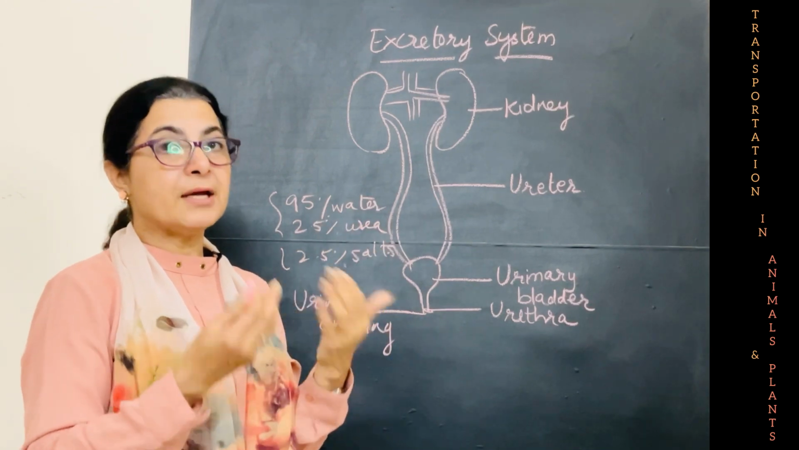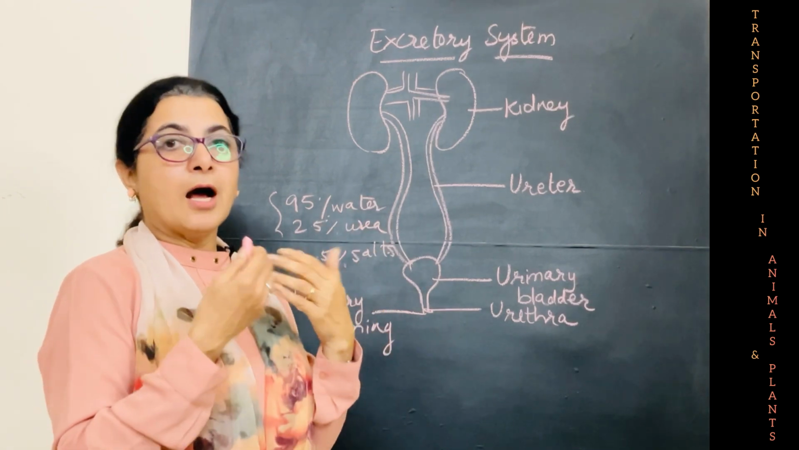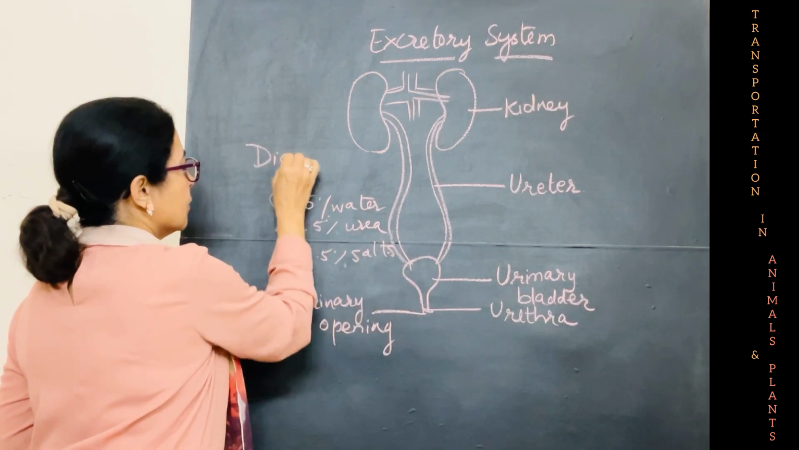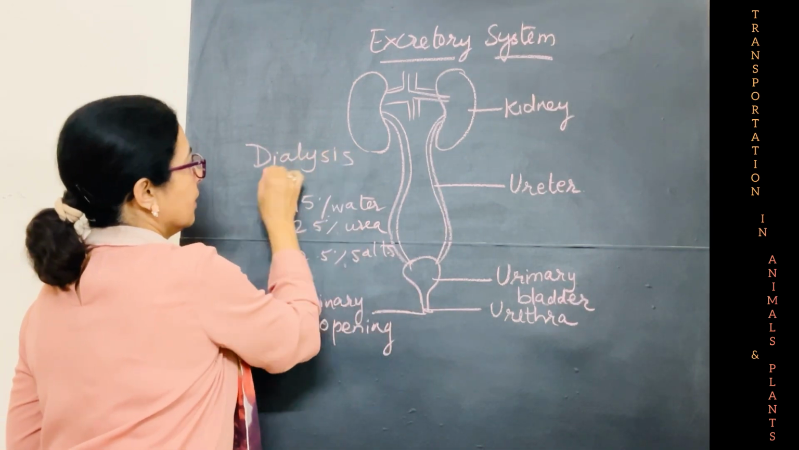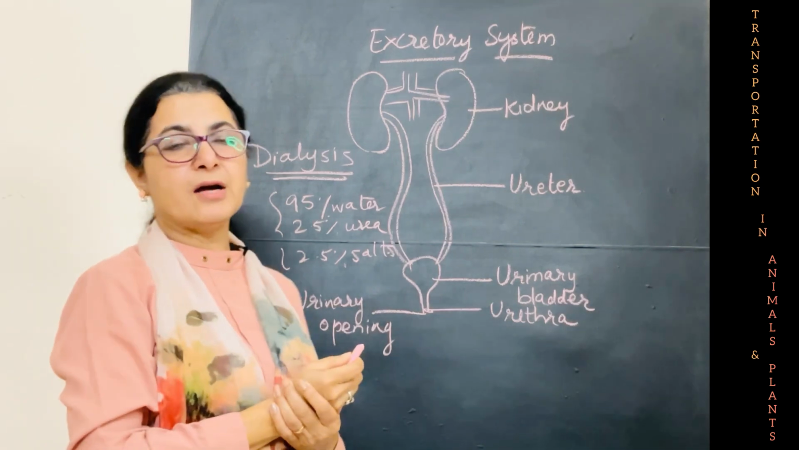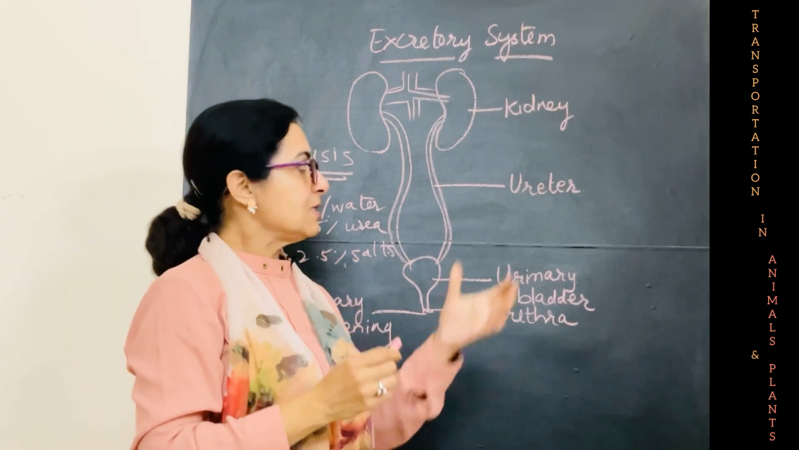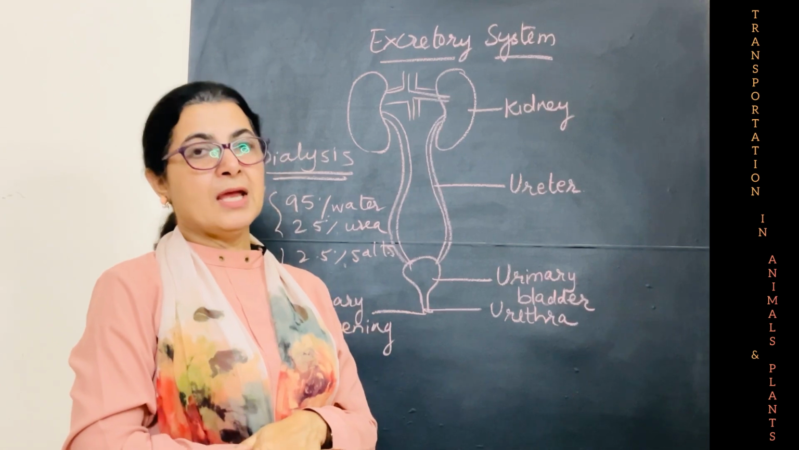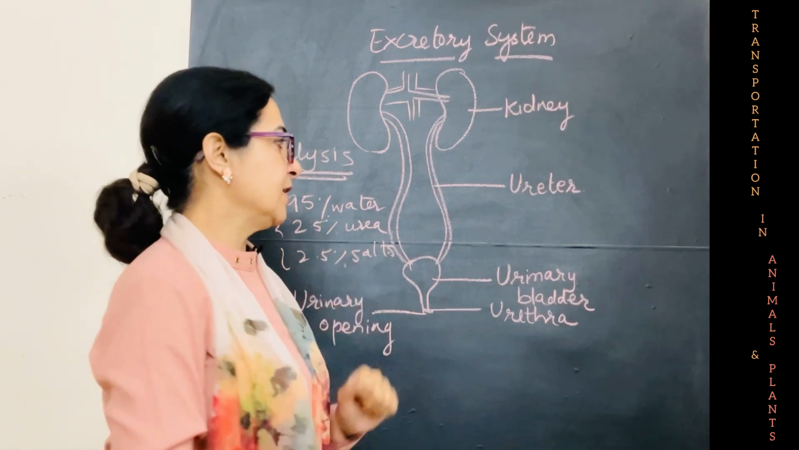तो फिर हम क्या करते हैं from a medical science, or how do we help them, there is a process which is known as dialysis. So this is a process by which the filtration of the blood is carried out in such patients. So this is as far as the excretory system in case of the animals is concerned. Now we need to come to the transportation in case of the plants.